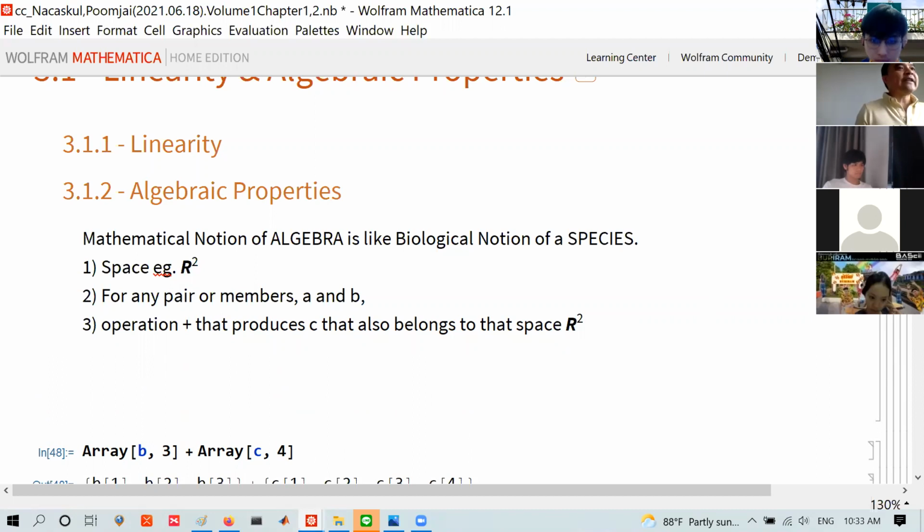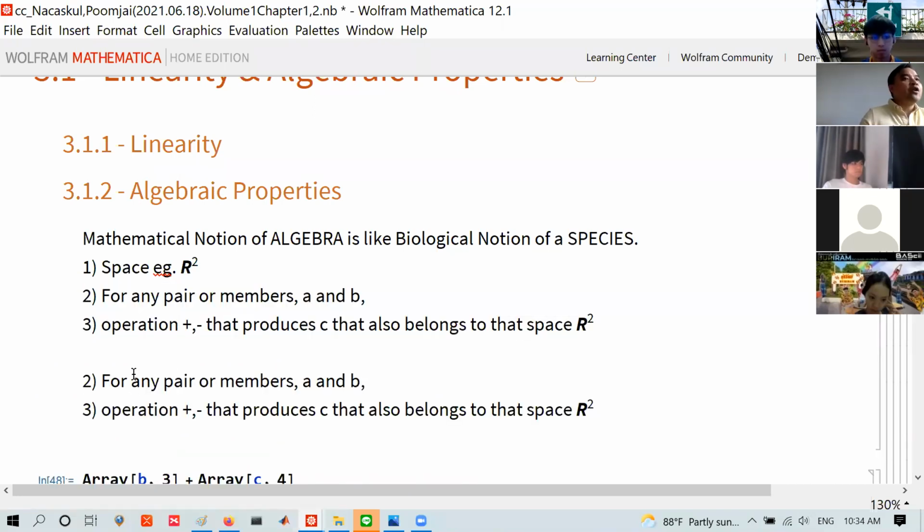Whereas two animals from the same species can only do reproduction, we have another one. For any pair of members, we have another operation called subtraction. Okay. Now, not only that, this is a binary operation. I also have a unary operation for any number.